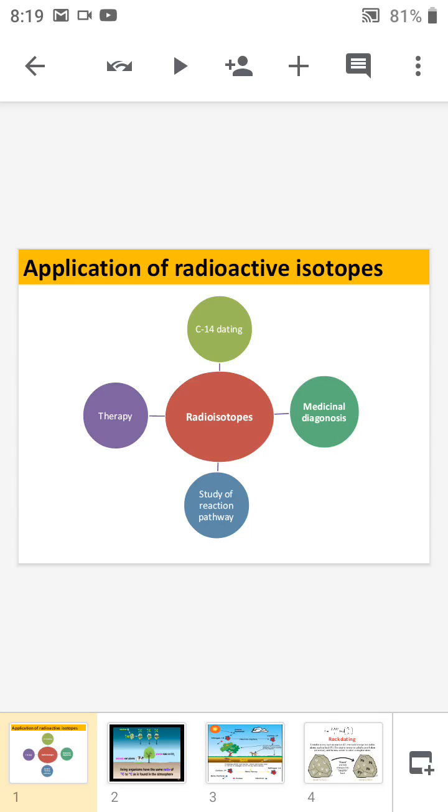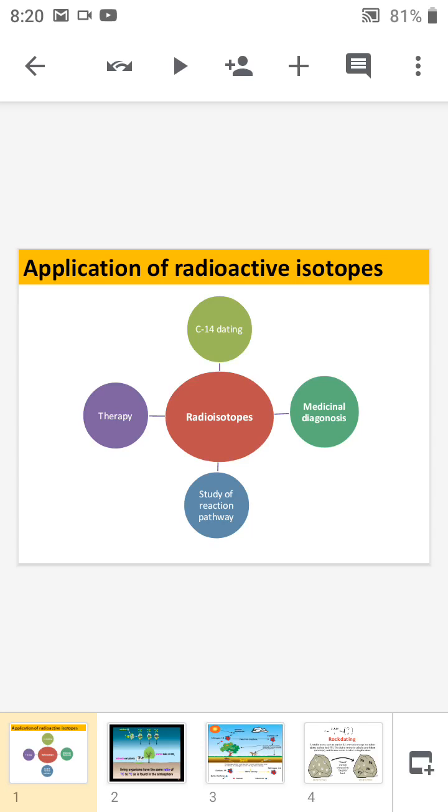Good morning, everybody. Today we are discussing the next topic of nuclear chemistry, that is the application of the radioactive isotope. A radioactive isotope means an isotope of some element which shows radioactivity. So, radioactive isotopes have a relevant role in our daily life.